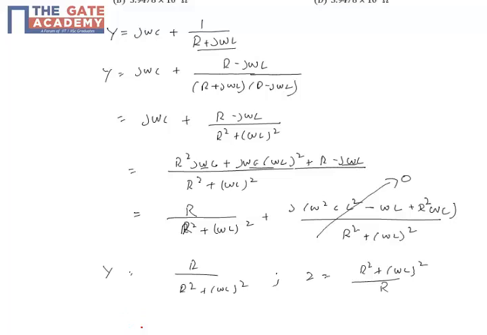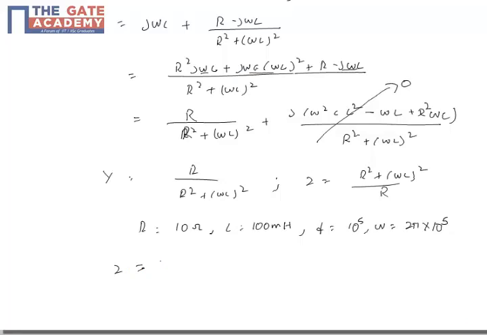Okay, in the question it is given that R is equal to 10 ohms, L is equal to 100 millihenry, and frequency is given as 10 power 5, or omega is equal to 2 pi into 10 power 5. Now substituting these values for Z, we will get Z is equal to 3.9478 into 10 to the power of 8 ohms. Okay, so this is the resistance that is offered by the circuit when it is under resonance condition.